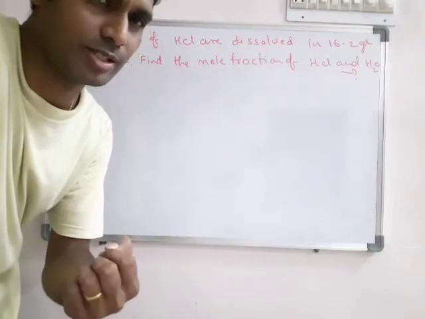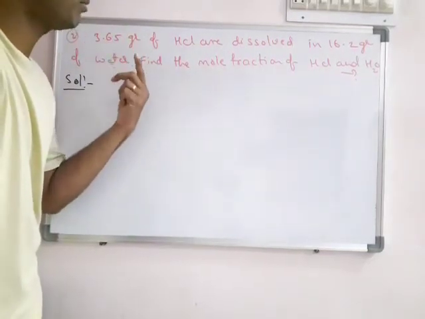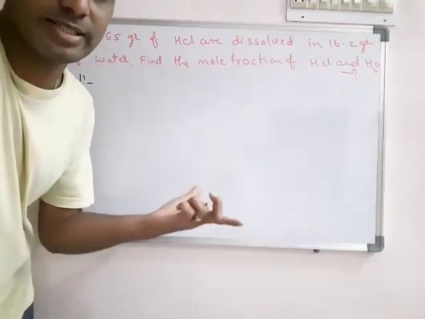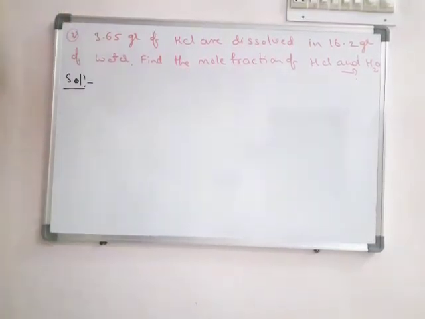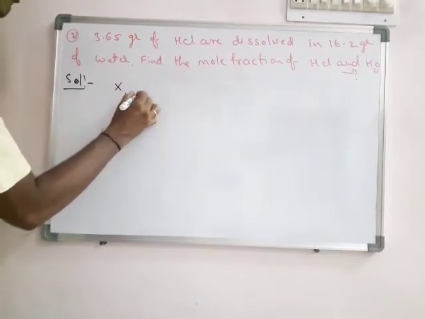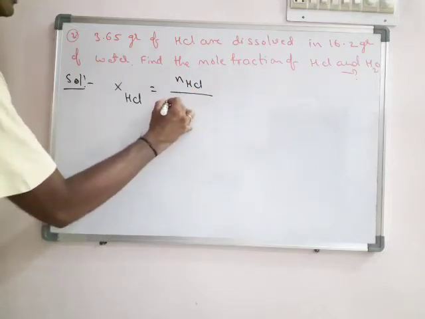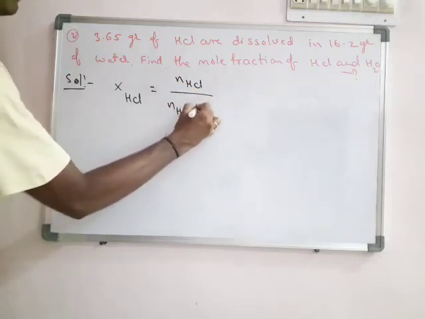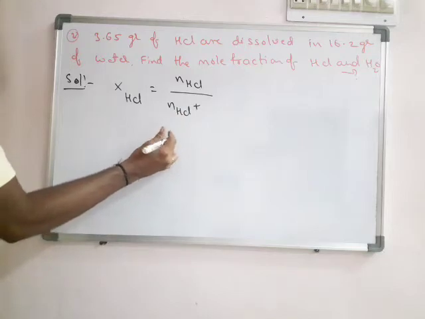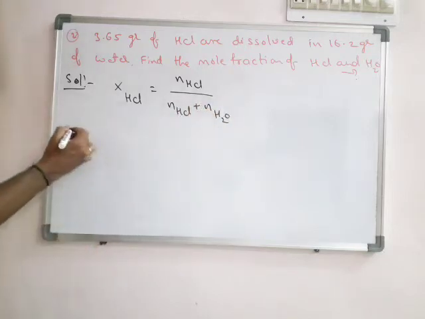So first we can take any one mole fraction, mole fraction of HCl, whatever it is. Any choice is no problem, that is totally our choice. First I am calculating mole fraction of hydrochloric acid. The formula is number of moles of hydrochloric acid by total number of moles of solution, means the number of moles of HCl plus number of moles of water.